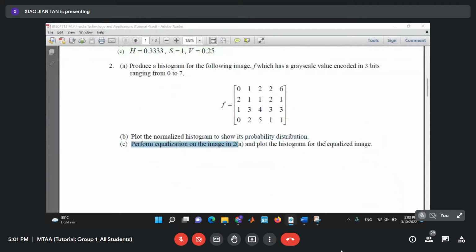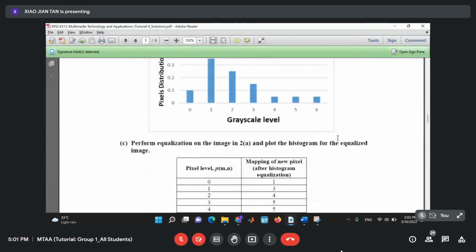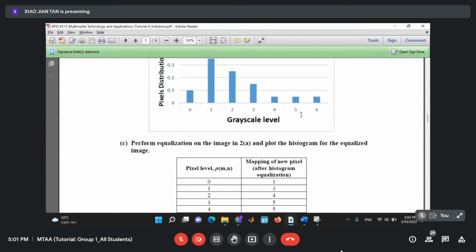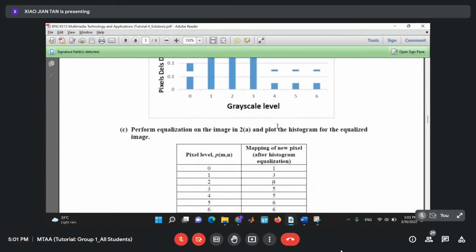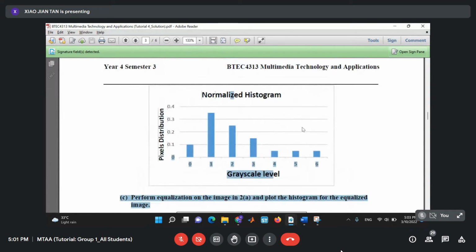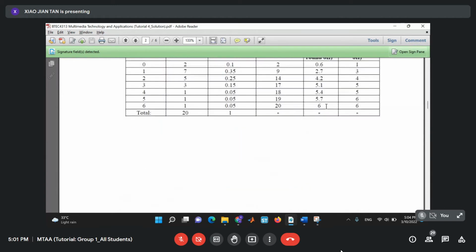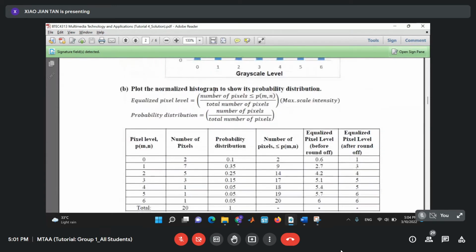Perform equalization. From here, you will need to plot this graph and you get this one. Basically, this is not so necessary because it's not requested by the question. That's all until here.